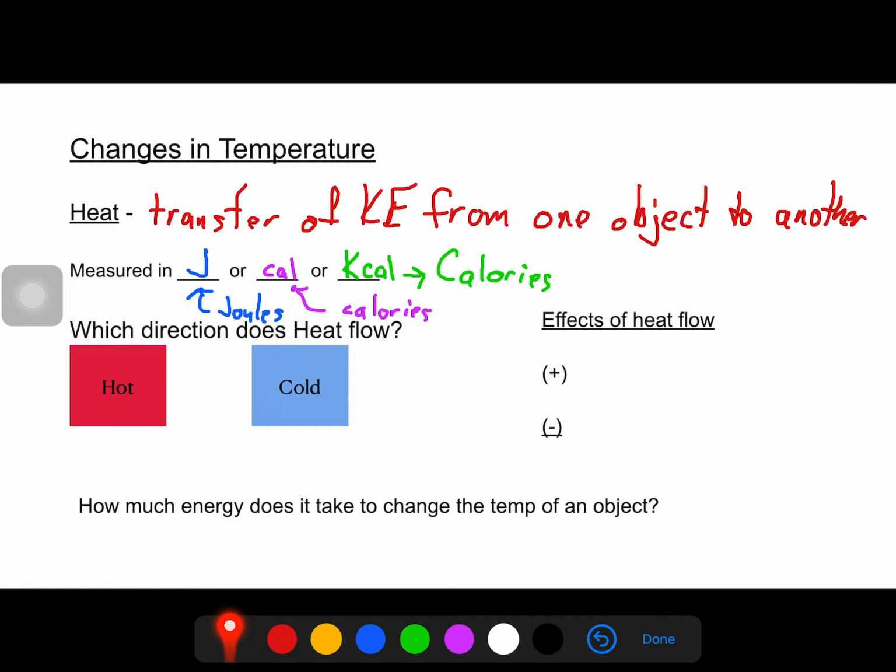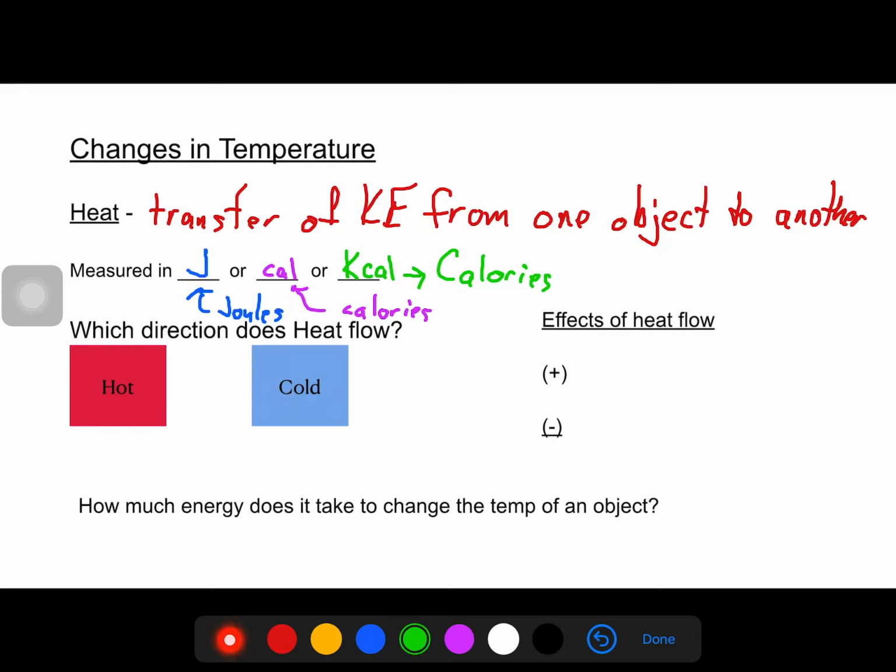So which direction does heat flow? Well, if we have a hot object and a cold object, and we bring them in contact with one another, like my hand and an ice cube, there's going to be a transfer of heat. My hand is going to get colder and the ice cube is going to get warmer. So is the cold ice flowing into my hand, or is the heat from my hand going into the ice? That's what this is meant to address.